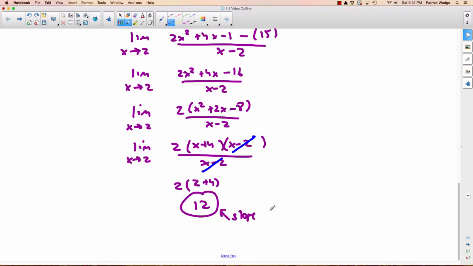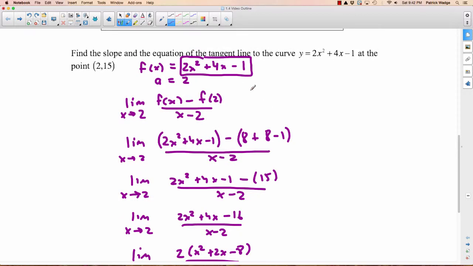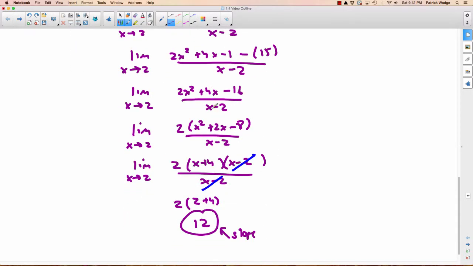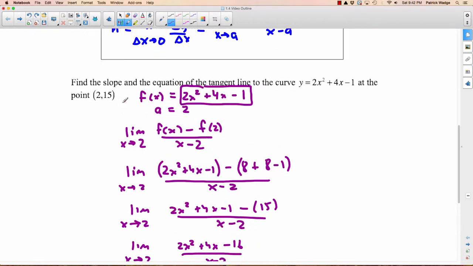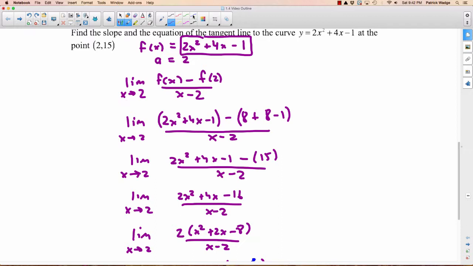Whew, that was a lot of work. Guess what? We're not done. It doesn't ask just for the slope. It asks for the slope and the equation. But we're almost done because we can do this very quickly. We have the slope and we have the point right up here. So to get the equation, we just need to use point slope form.